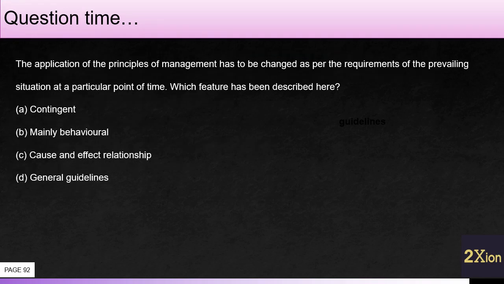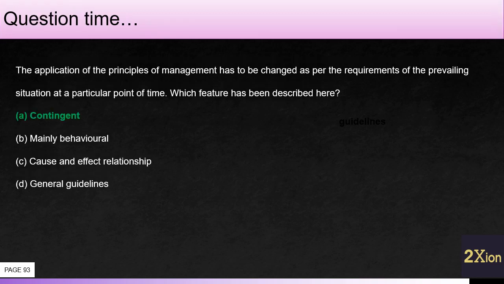The application of the principles of management has to be changed as per the requirements of the prevailing situation at a particular point of time. Which feature has been described here? Contingent, mainly behavioral, cause and effect relationship, or general guidelines. The answer is contingent.